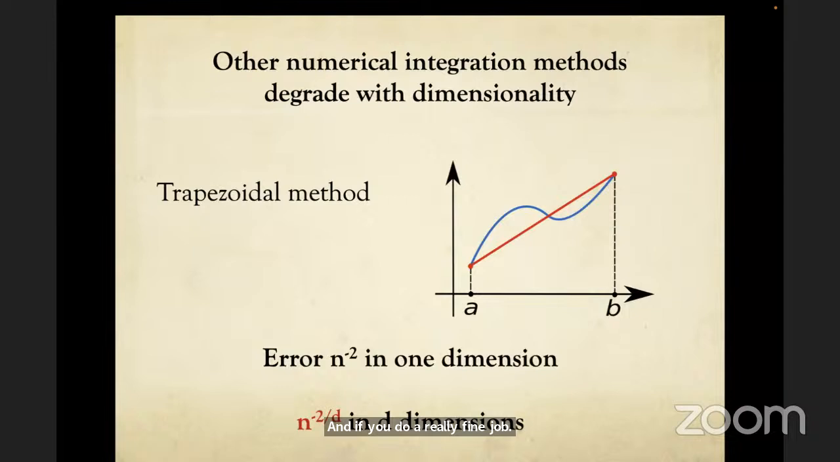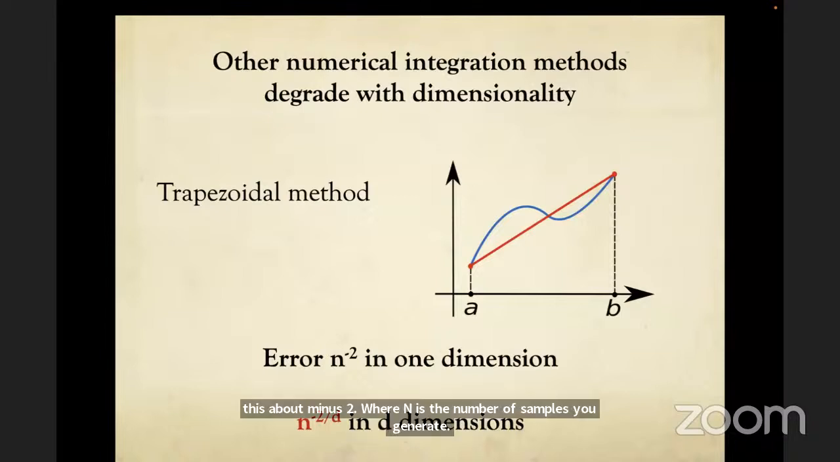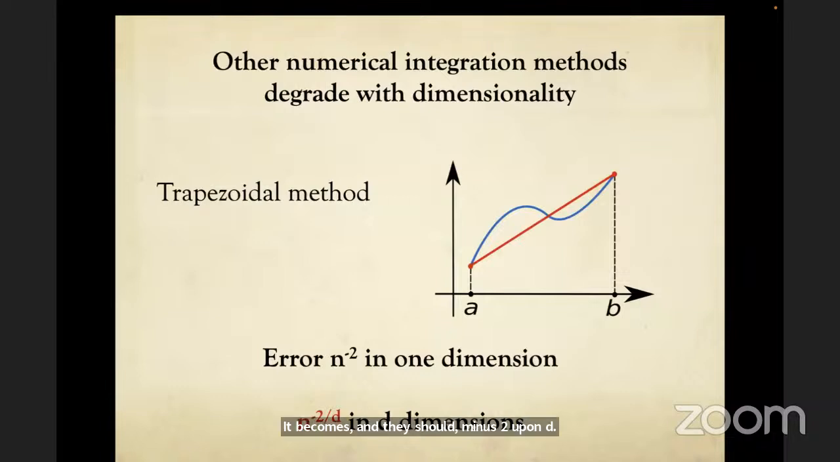If you do the calculation, you find that the error in this trapezoidal method is of the order of n raised to the power -2, where n is the number of samples you generate. And if the dimensions are d, it becomes n raised to the power -2/d. So what that means is that if d is a million, then this is extremely slow. There are so many points you're going to throw in dimensions and do this trapezoidal method that it's going to behave very poorly. So this is called the curse of dimensionality.